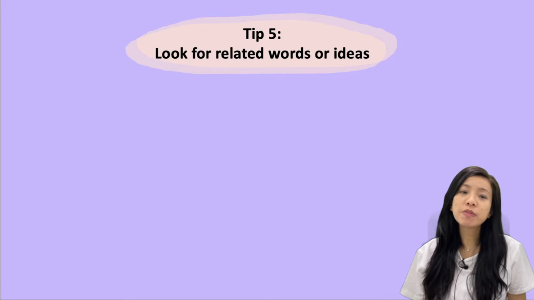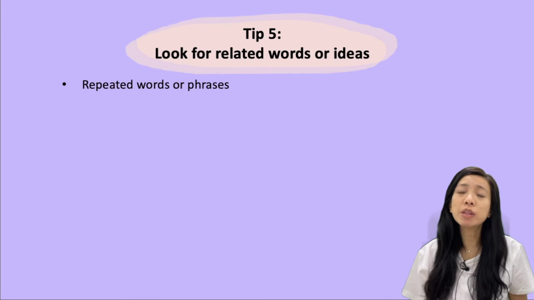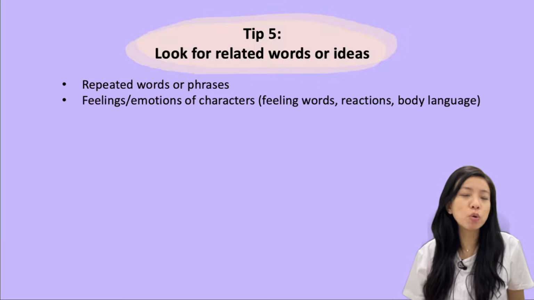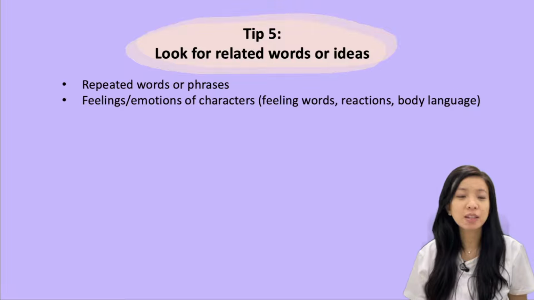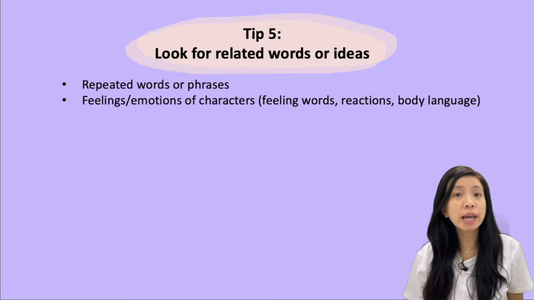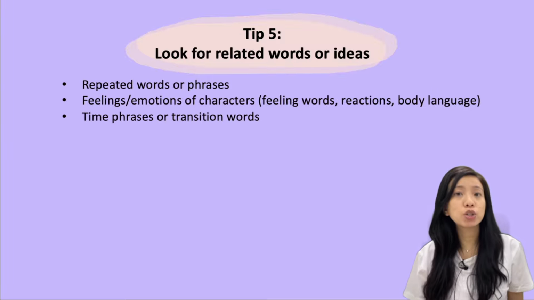So for tip number 5, we need to look for related words or ideas. This can come in the form of repeated words or phrases, or it could be the feelings or emotions of a particular character. So for this, you would look for feeling words, reactions of characters, or maybe the body language of the characters as well. You could also look for time phrases or transitional words.